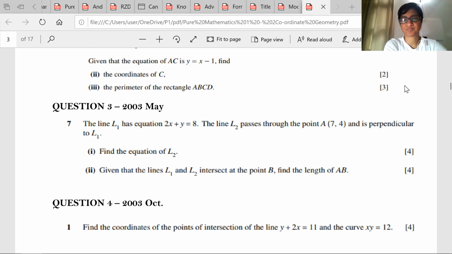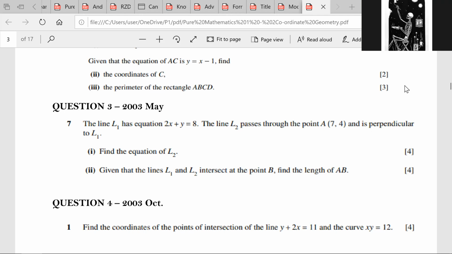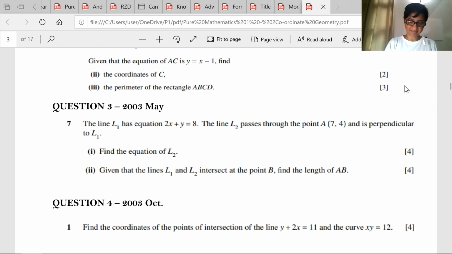So first you have to find the coordinates of B. That's the intersection point of L1 and L2. And once you have the coordinates of B, it's a matter of just finding the length of AB using that formula. Miss, I got the length of AB as 2 root 5. 2 root 5. Let's wait for another person's answer. Can someone verify that?